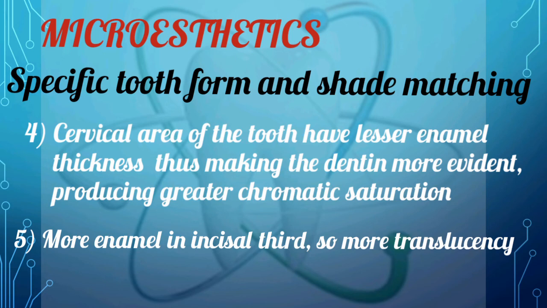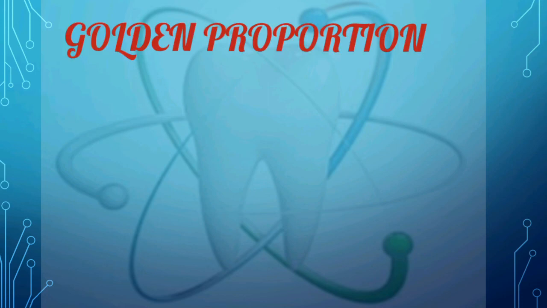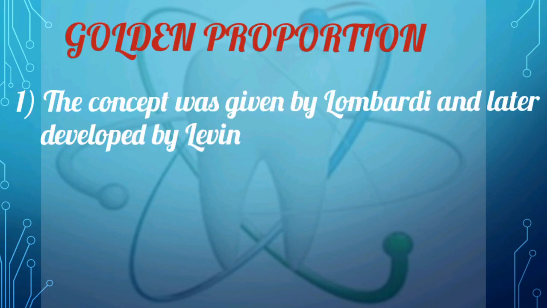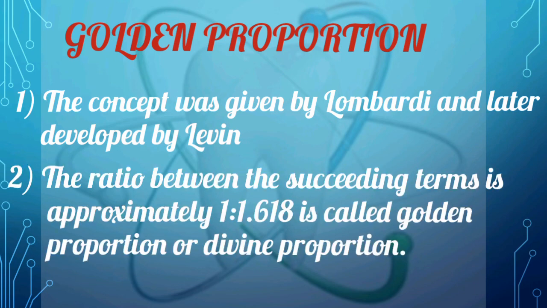So, before ending the topic of smile design, it is necessary to understand the concept of golden proportion. The concept of golden proportion in dentistry was first mentioned by Lombardi and later developed by Levin. In simple terms, the ratio between the succeeding terms is approximately 1:1.618 and is known as the golden proportion or the divine proportion.